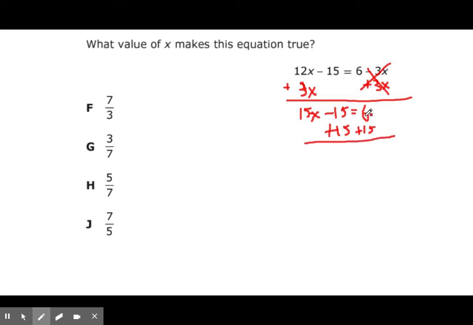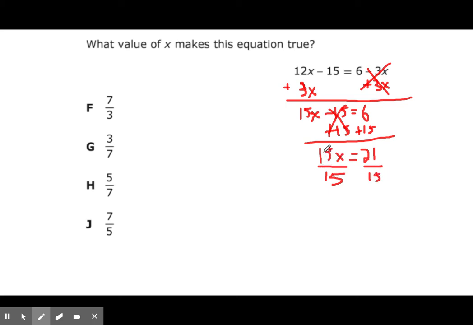And we got to do a little math. Well, I know negative 15 plus 15 gives me 0. That's what I want. Get rid of it. 15 times x is equal to 21. All right. So now I'm multiplying my coefficient times my variable. So to get rid of my coefficient, again, I'm going to do the opposite. Well, I know the opposite of multiplication is division. So I'm going to divide each side by 15.